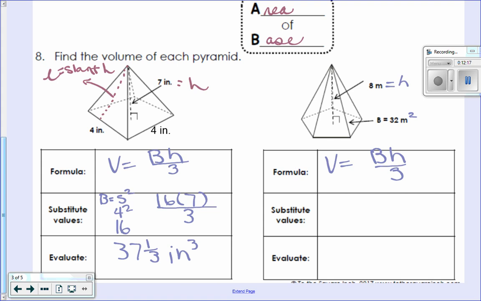What can we substitute for big B? You got it. 32, and our height is 8, divided by 3, or 1/3 times 32 times 8. Make sure you hit Control Enter in your calculator. 85 and 1/3. 85 and 1/3 meters cubed, or 85.3 repeating. If you put a repeating decimal, make sure you use the bar notation. Okay. Very good. Questions? Okay.